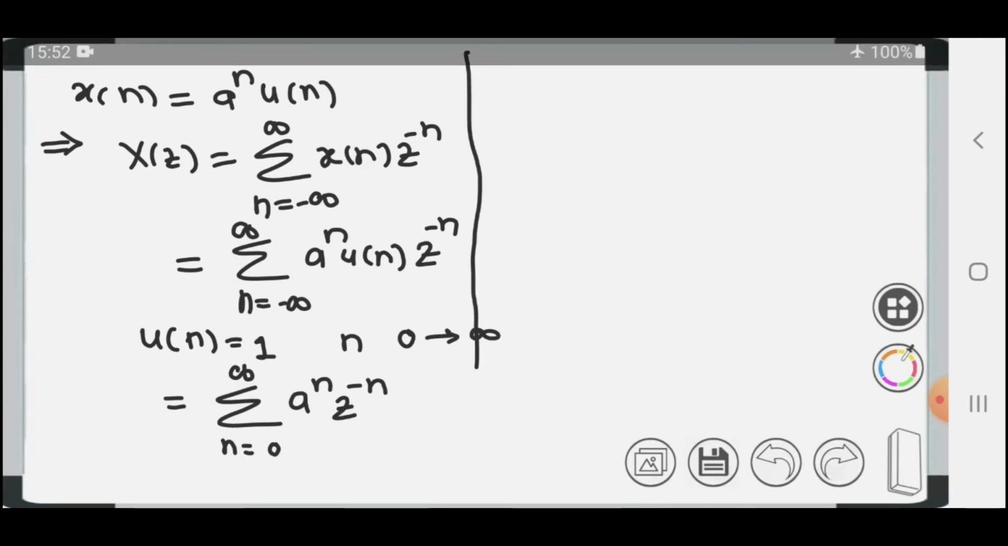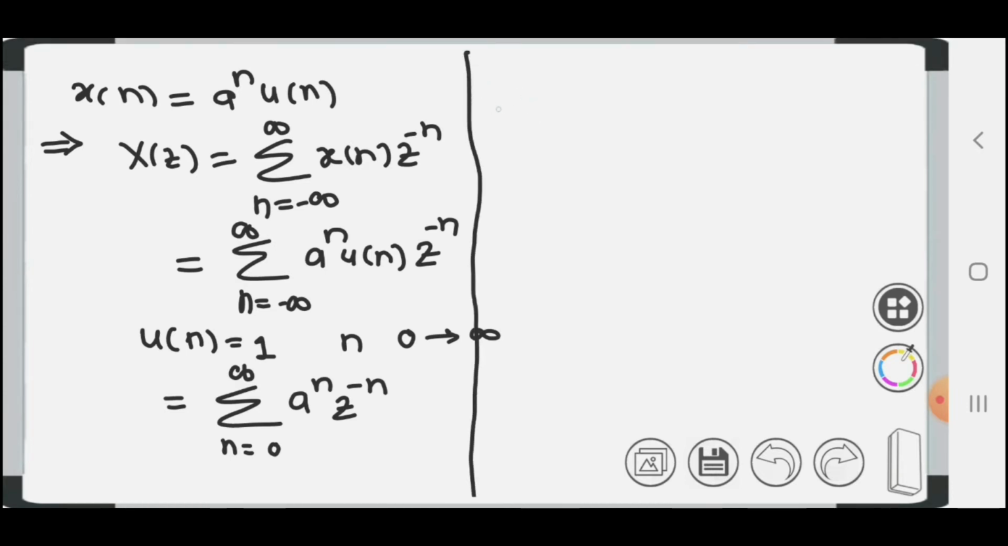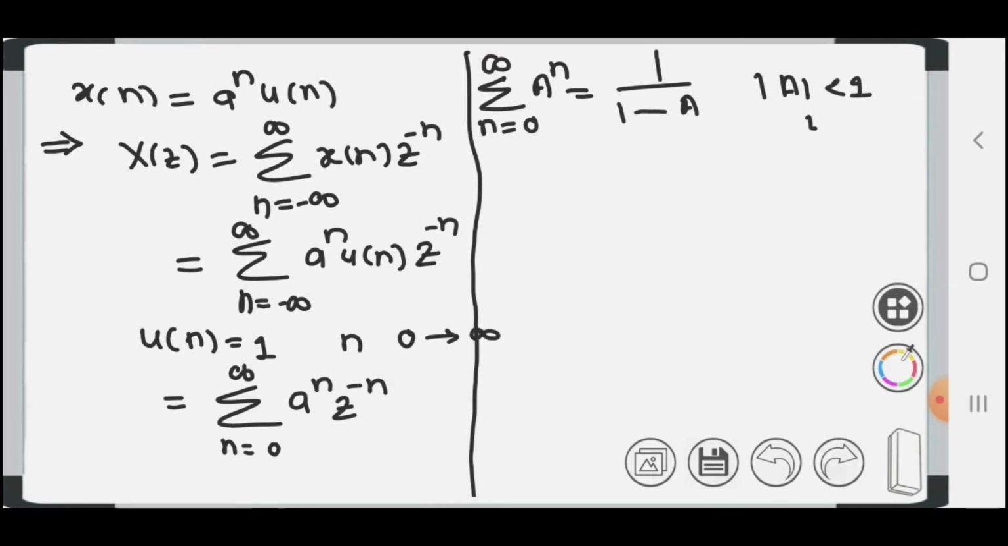Now, what we know about the geometric series, that is, if it is summation n from 0 to infinity, a raised to n, then its value will be 1 upon 1 minus a, where a should be less than 1. This is the standard equation for any infinite series. Now, by comparing with this series, equation 1, let's put the value over here.